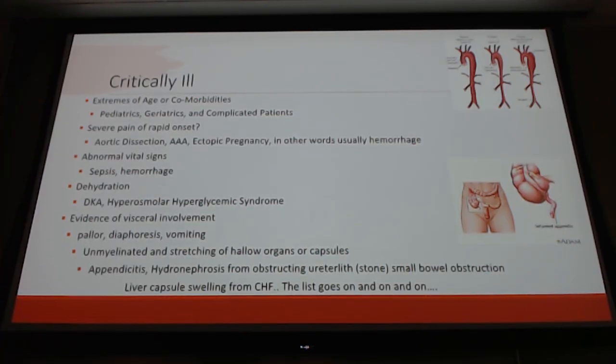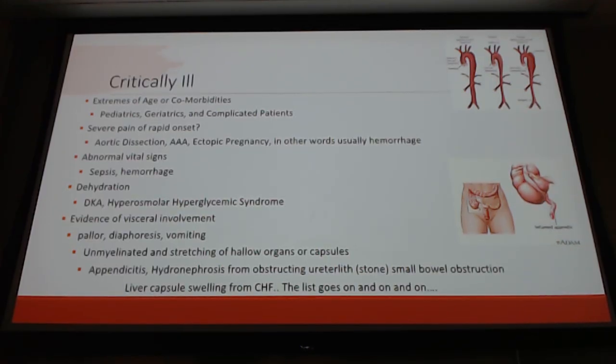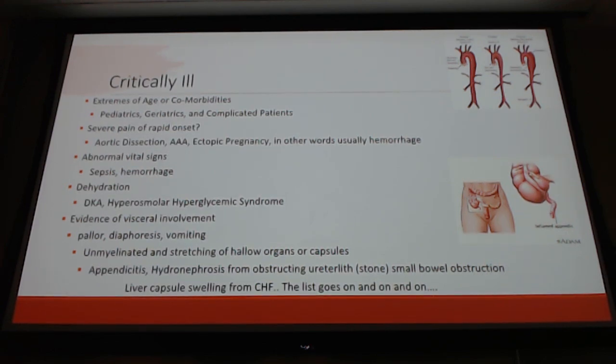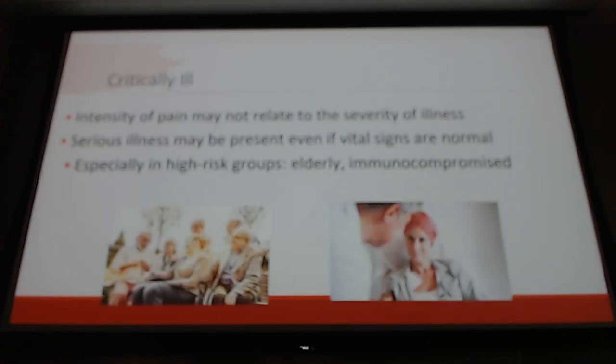Dehydration, we've talked about DKA, and then its friend hyperosmolar hyperglycemic syndrome, and then your visceral involvement as well. Just keep in mind you can also get some swelling in the liver from congestive heart failure that can appear almost as an ascites type of picture. So, keep in mind you're going to have somebody that's 70 years old that's very healthy. You can have a 40-year-old that has all different types of comorbidities, and that can escalate the situation very quickly.